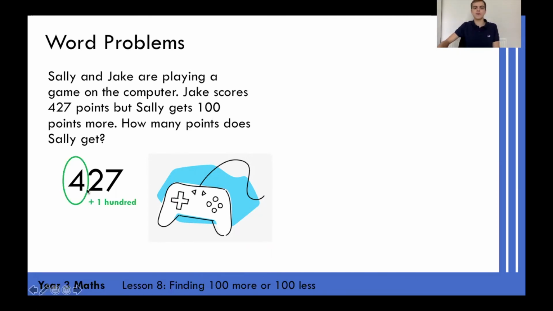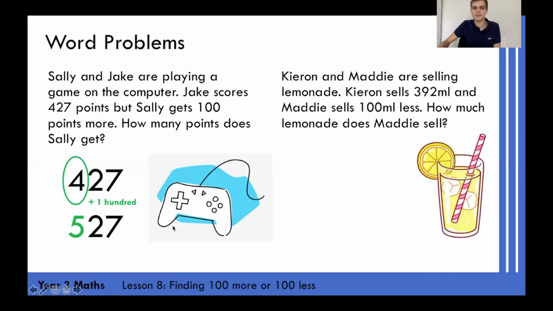This number has got 400s. And Sally got 100 more. So Jake had 400s, but Sally got 100 more. So what is 100 more than 427? So 400s add 100 gives you 500s, and we'll still keep the 10s and the 1s the same. So Sally scored 527 points. Well done, Sally. Okay, Kieran and Maddie are selling lemonade.